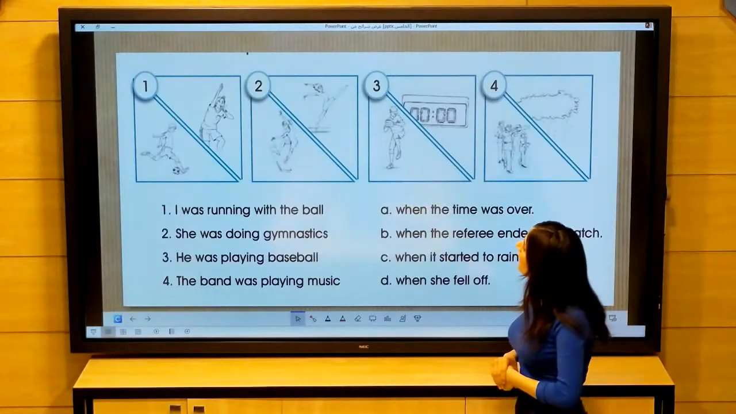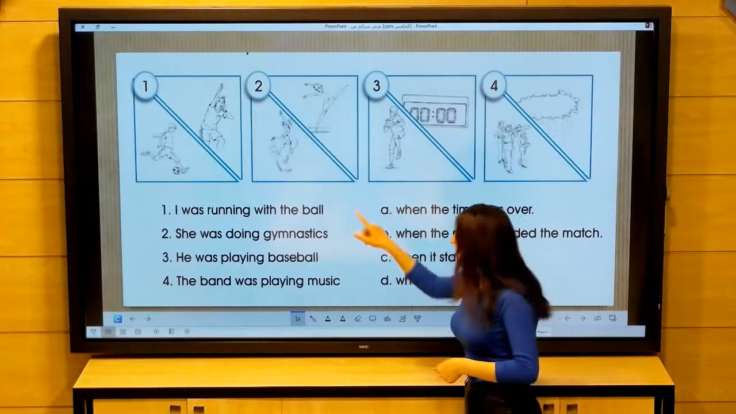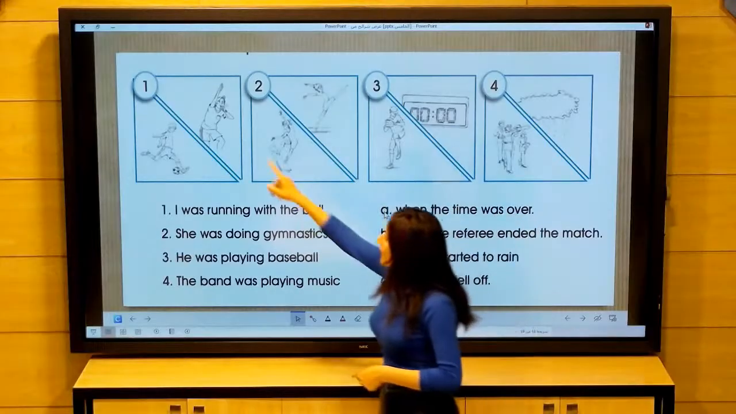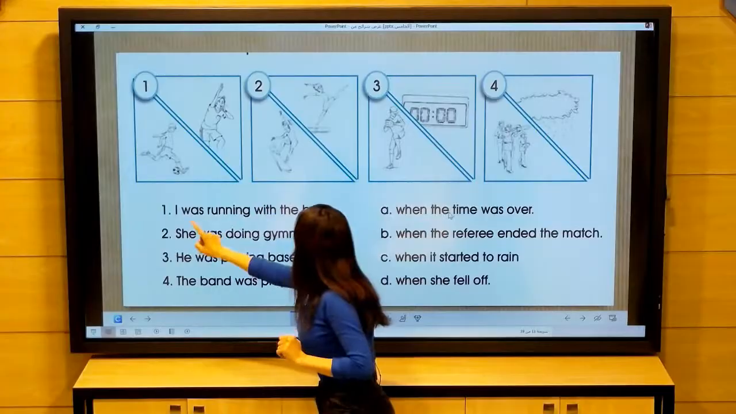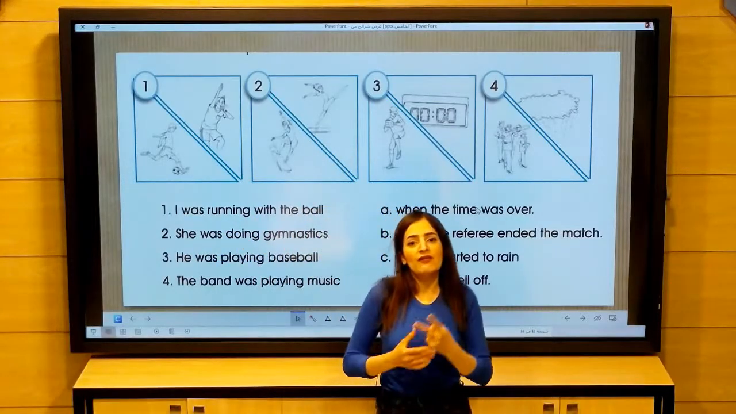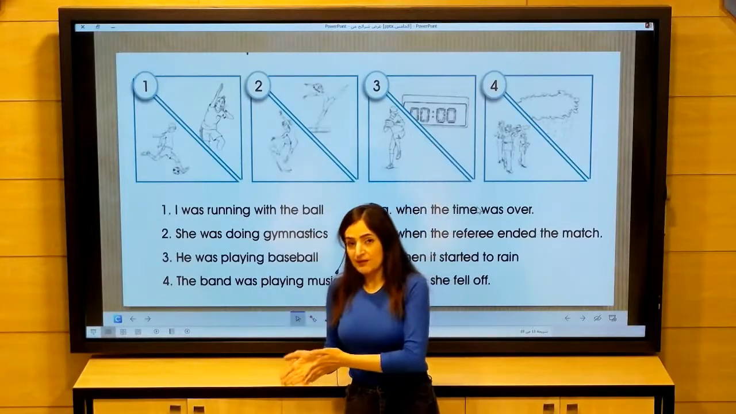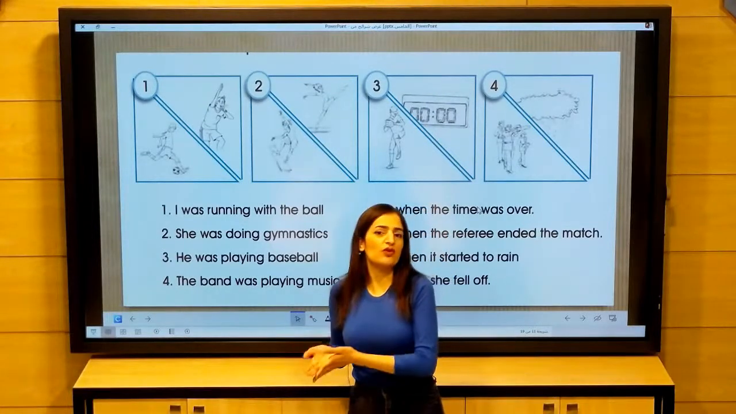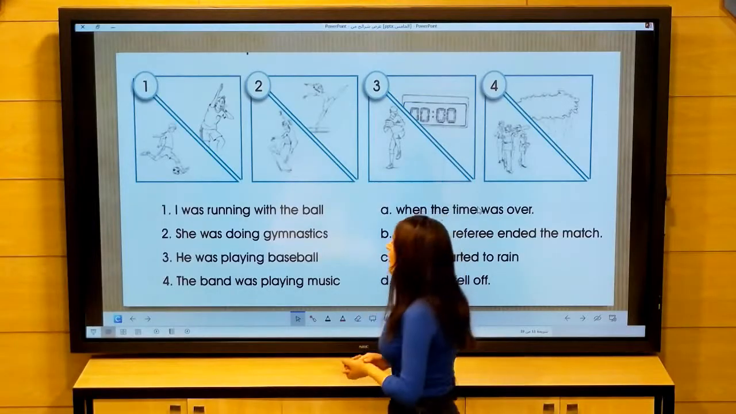Now, we have 4 pictures, okay? We will match each sentence with the right answer. Now, look at the first picture. In the first picture, I was running with the ball. We have here 2 verbs started in the past. One of them should be past simple. The first sentence should be past continuous, the second, past simple.